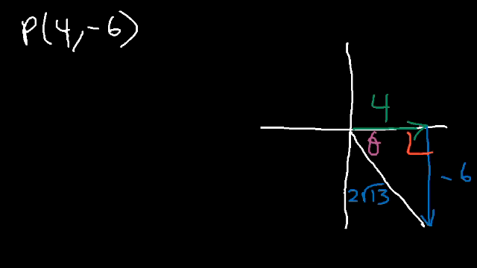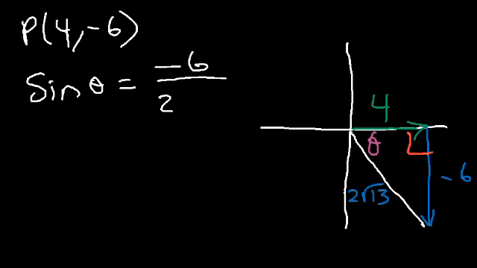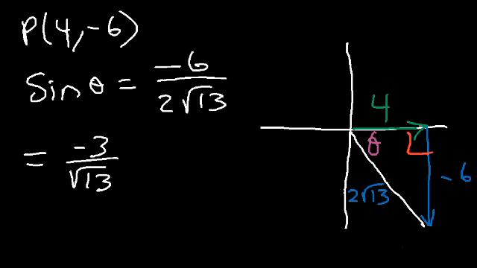So now we can figure out what sine, cosine, and tangent are now that we have all three sides of the triangle. So now, what is the value of sine, cosine, and tangent? Feel free to pause the video and work out these examples. So sine theta is opposite over hypotenuse. So therefore, sine theta is -6 divided by 2 root 13. Now, 6 divided by 2 is -3, so it's -3 divided by root 13.